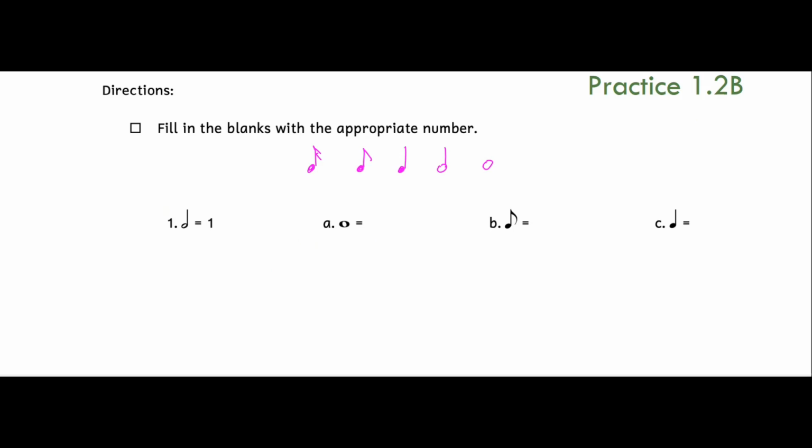Okay, number 1. This time, the half note is equal to 1. So I've written out all the note values up here. The half note is going to be equal to 1 this time. So going this way, we know this is twice as big, so this will be worth 2. Going this way, we know these will all be half as big. So this will be 1/2, this will be 1/4, and this will be 1/8. All right, so a whole note would be equal to 2. An eighth note would be equal to a fourth. And a quarter note is equal to a half.